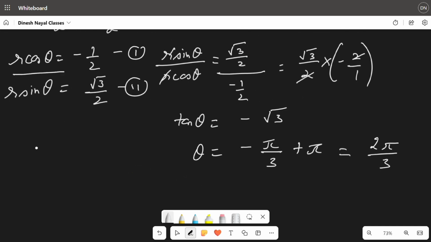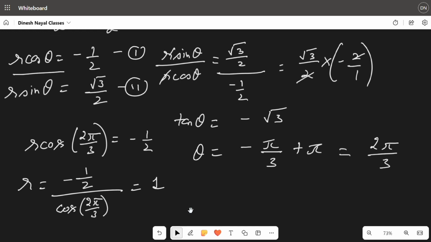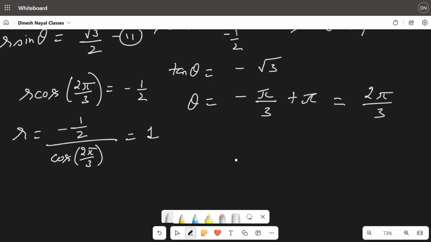To get the value of r, the modulus: r cos 2π/3 equals minus 1 by 2. So r is minus 1 by 2 divided by cos 2π/3. Substituting this in the GDC, you will get 1. So the modulus is actually 1. Now we can write this in the form r cos θ plus i sin θ, which is 1 times cos 2π/3 plus i sin 2π/3.